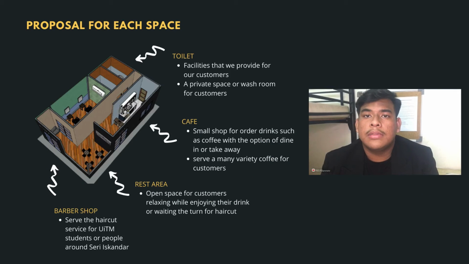This is the proposal for each space. For the toilet, this is the facilities that we provide for our customers. This is a private space or washroom for customers. Next is the cafe. This is a small shop for ordering drinks such as coffee, with the option of dine-in or takeaway. This cafe serves a variety of coffee for customers.